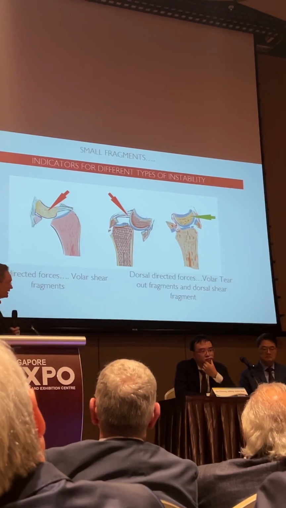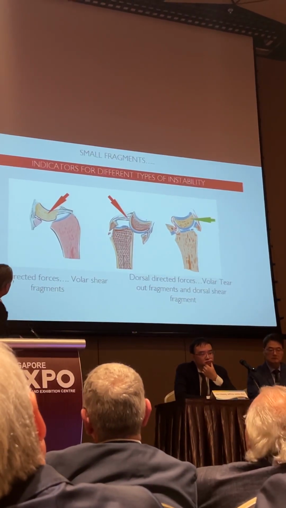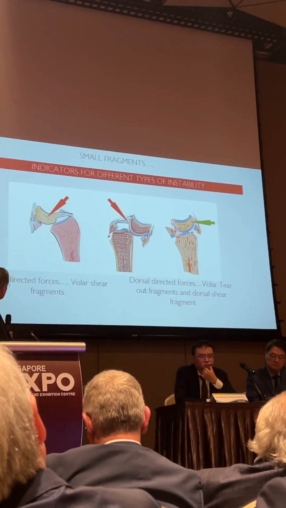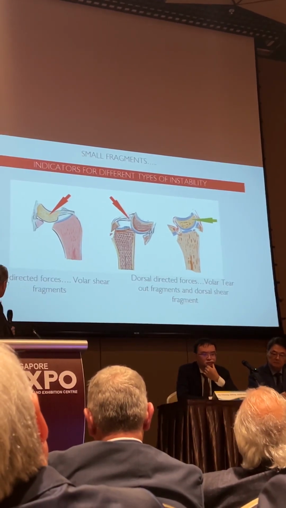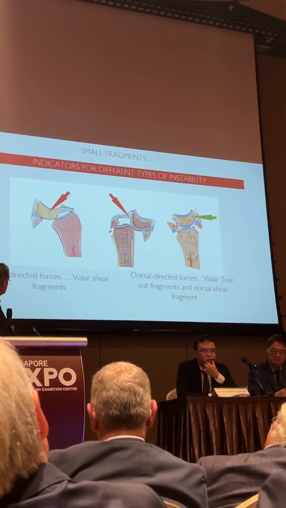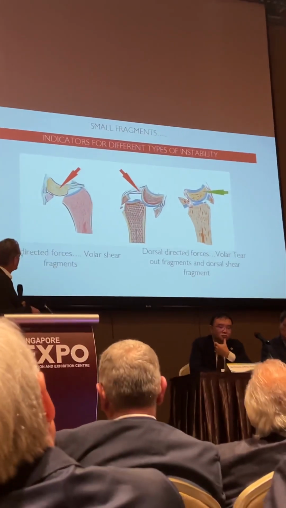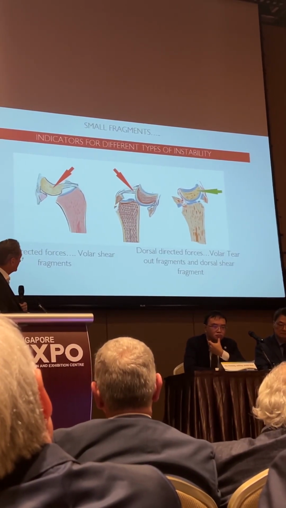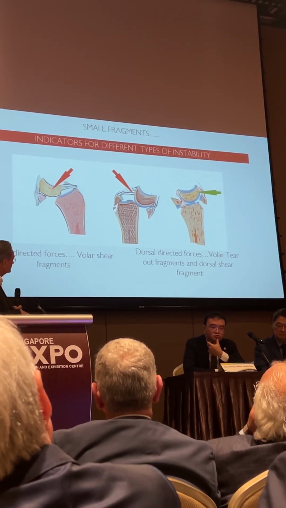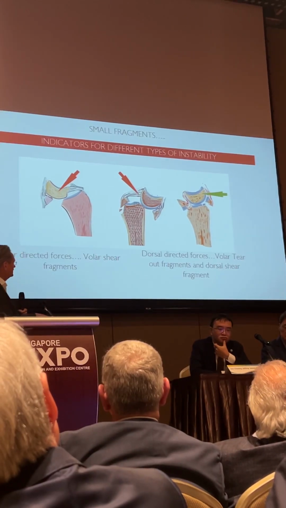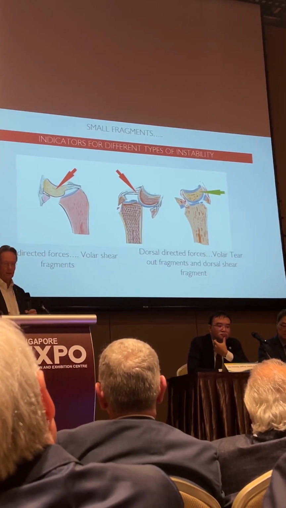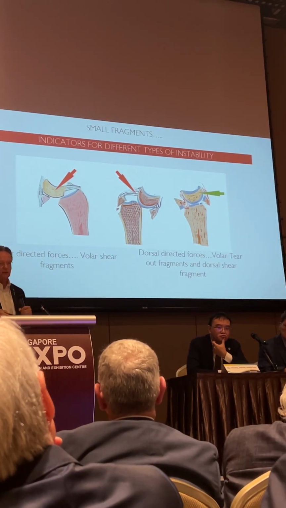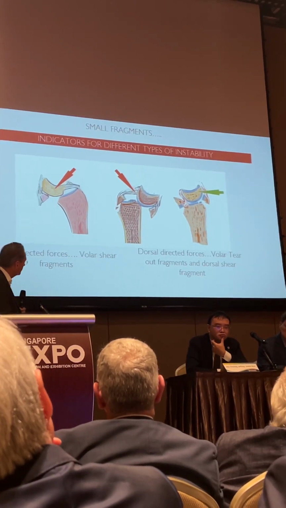And also the small fragments are indicators for different types of instability. You see here on the left, a volar-directed force produces a volar shear fragment. On the right side, you see a dorsal-directed force, and it produces a volar tear-out fragment and a dorsal shear fragment. And you can see from the type of fragments which instability you have to expect.